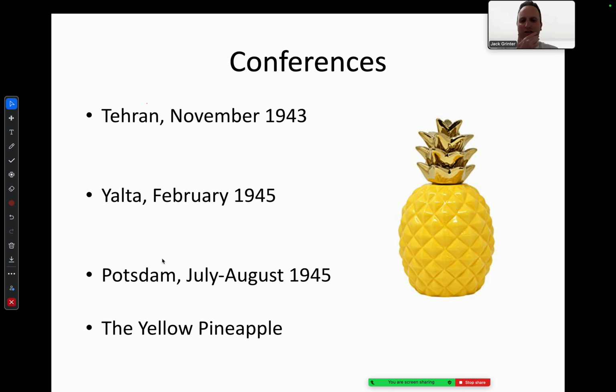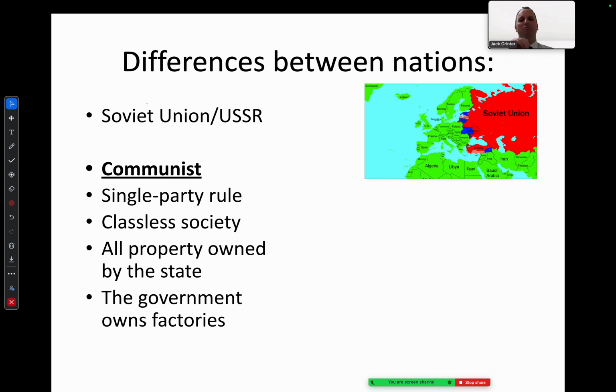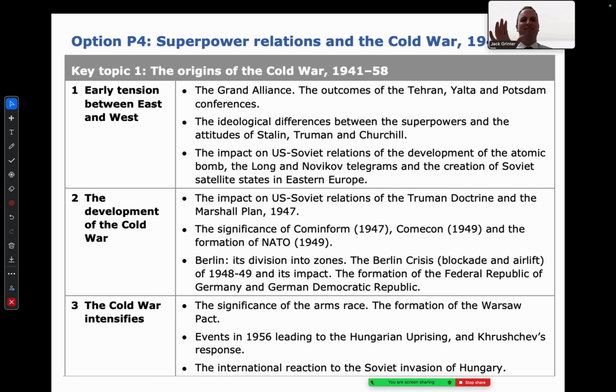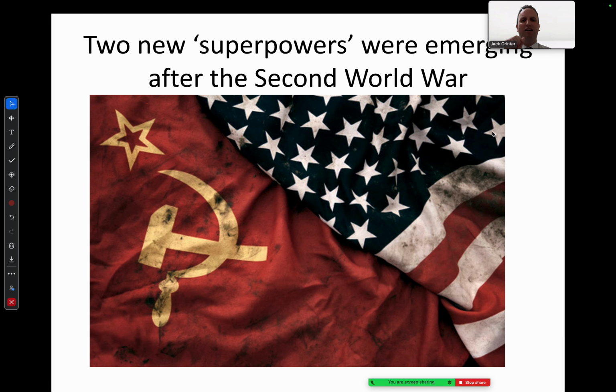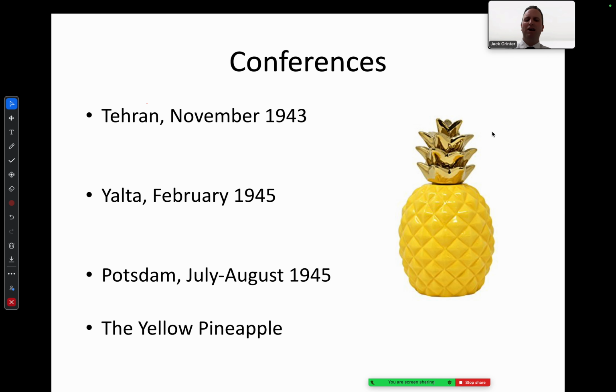Right, we move on to what the students love, which is, I'm obviously joking here, the conferences. And I think these are hard because it might be quite easy to get the conferences mixed up. So you need to know, as it says in the specification, about the outcomes of Tehran, Yalta, and Potsdam. What can be hard about them is you might know about them all, but then in the exam you might get them mixed up.